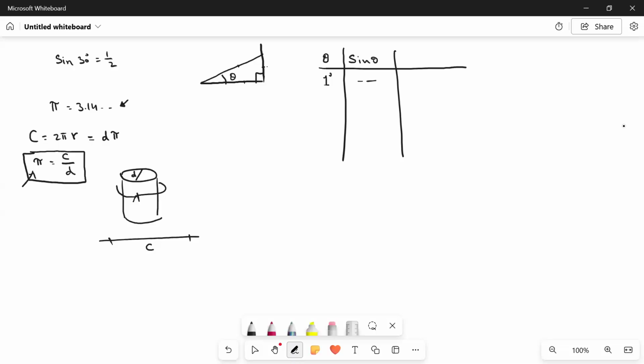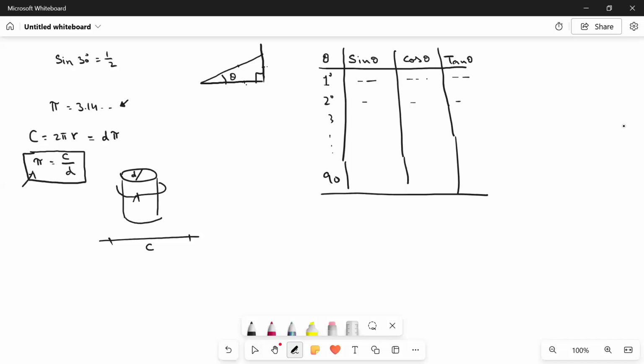and they recorded the value over here. Similarly, they found the ratio of the base to the hypotenuse for a 1 degree angle, and they call that ratio cosine of theta, and they recorded it over here. And similarly, they found the ratio of the opposite side to the adjacent side, and they call it tangent of theta, and recorded it over here. Then they made this angle theta equal to 2 degrees, and again recorded all these things, and 3 degrees, and so on, up till 90 degrees. That's how they made this whole table of sine, cosine, and tangent.